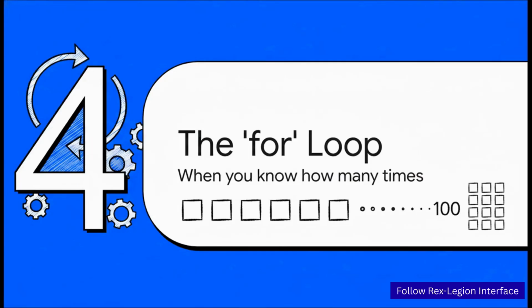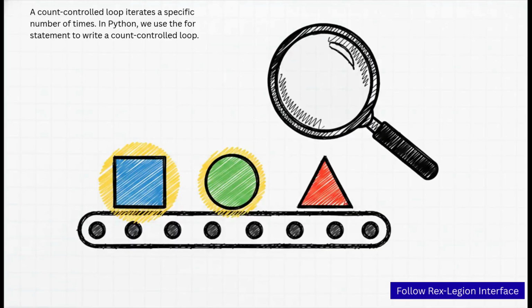But what if you know ahead of time exactly how many times you need to do something? Like 5 times or 100 times. Well, for that, we turn to our second major type of loop, the count-controlled for loop. The for loop is specifically designed to work with a sequence of items, maybe like a list of numbers or a list of names. It just goes through the sequence one item at a time and runs its code for each one. Think about your music playlist. A for loop is perfect for playing each song in that list, one after the other.